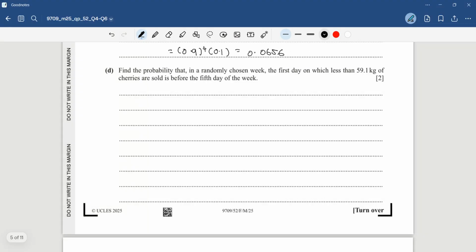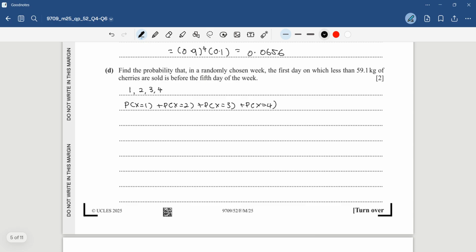And then for D, find the probability that a randomly chosen week, the first day, which is less than 59, cherries sold before the fifth day. So before the fifth day, it means they can sell either first day, or second day, or third day, or fourth day. So you can do this. You find the probability x equal to 1 plus probability x equal to 2 plus probability x equal to 3 or probability x equal to 4.